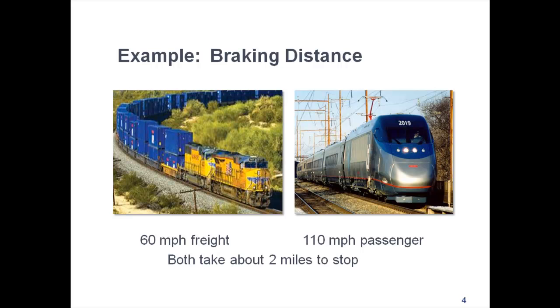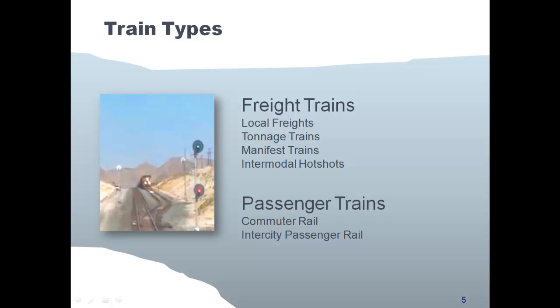As an order of magnitude, both a 60-mile-an-hour freight train and a 110-mile-an-hour passenger train can take about 2 miles to stop on level track. Okay, so one has more weight, one has more speed, but they both require about the same distance to stop. Yes, because of this stopping distance, signals are typically 2 miles apart, and passing tracks are about 2 miles long. So let's start with train types.